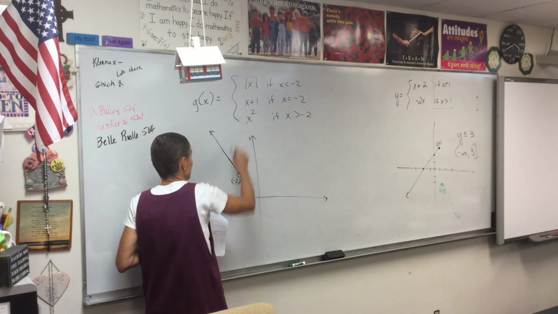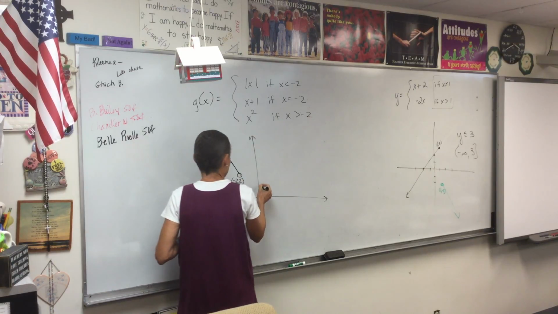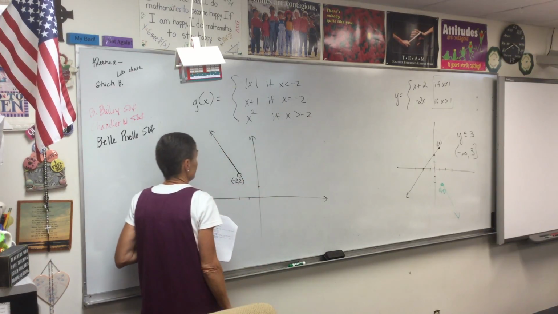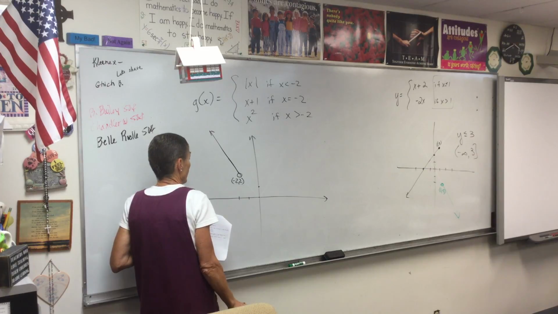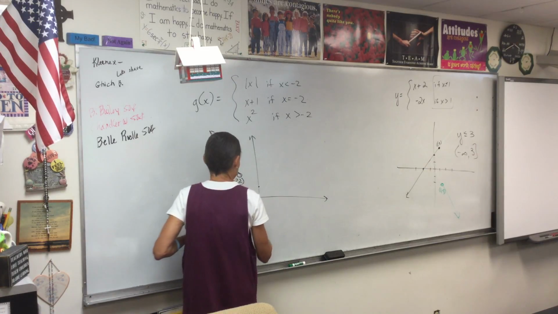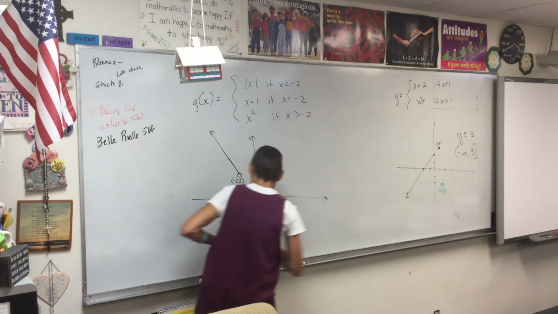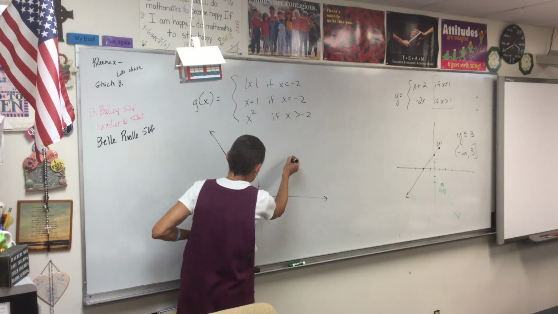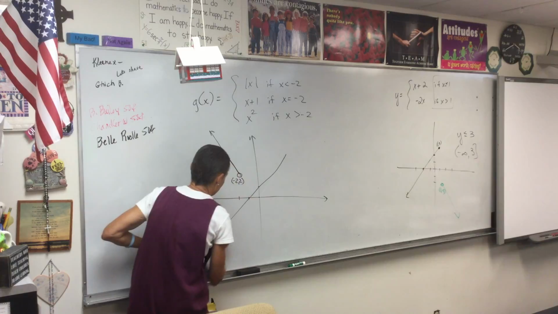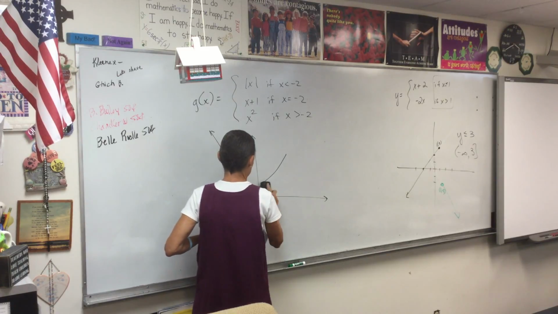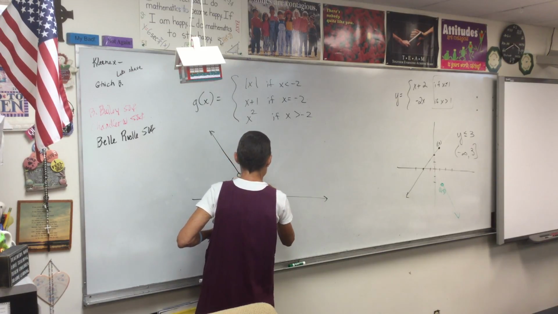All right, what's that? That's a line with a y-intercept of 1 and a slope of 1. So it's going to look, I have such a hard time drawing lines, it's going to look like that.